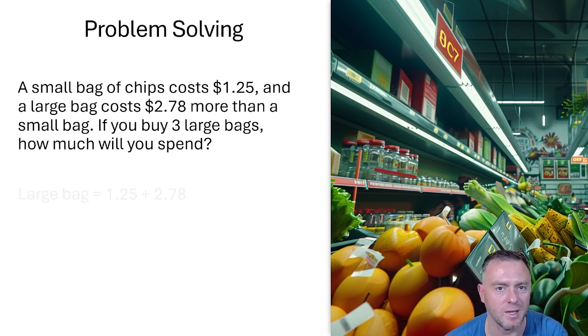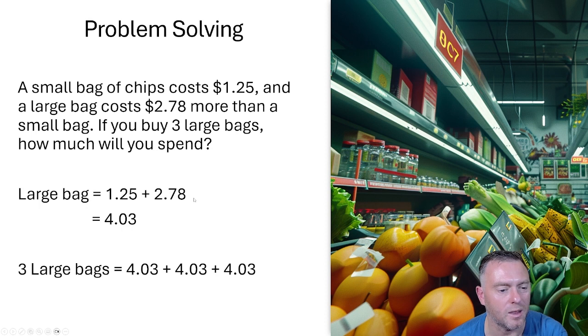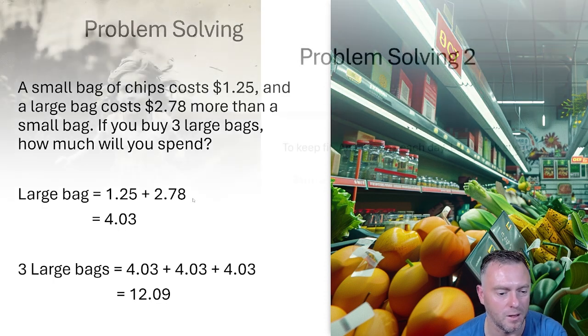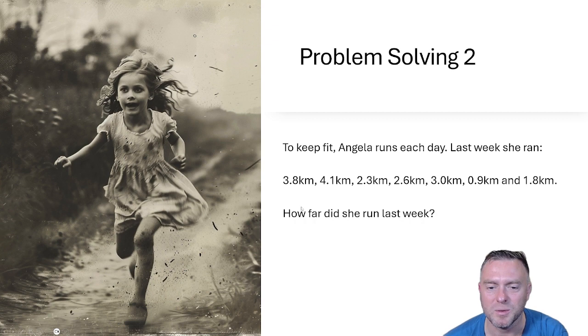Cool. So first step is you would find out a large bag by adding 1.25 plus the 2.78, which gave you $4.03. Then you would add those together. So 3 large bags is 4.03 plus 4.03 plus 4.03, and that gave you 12.09. So have a go at this one. Pause the video.